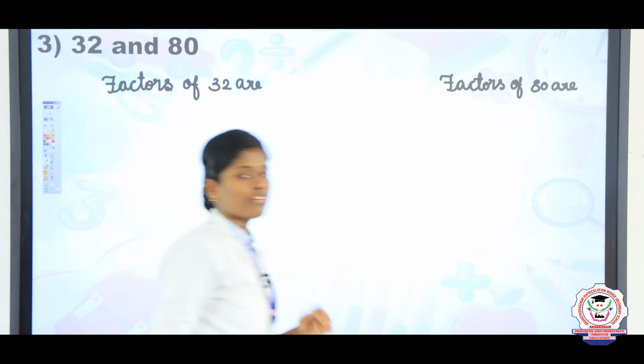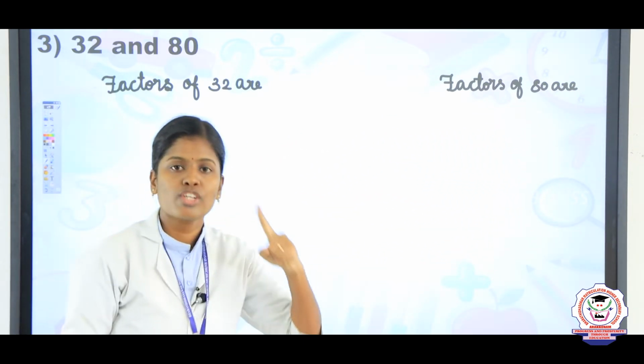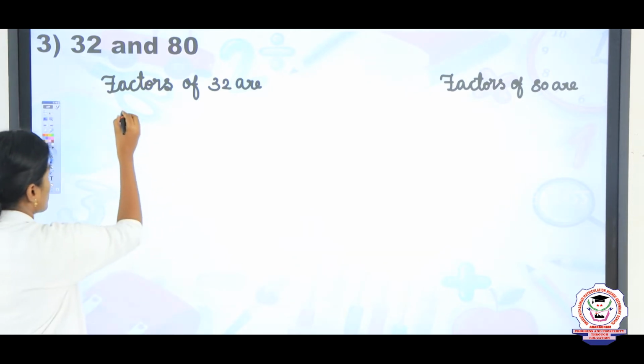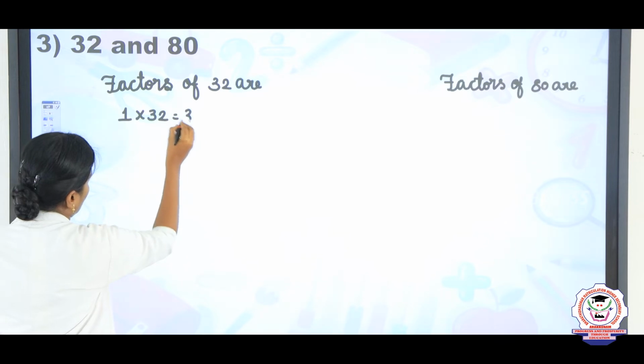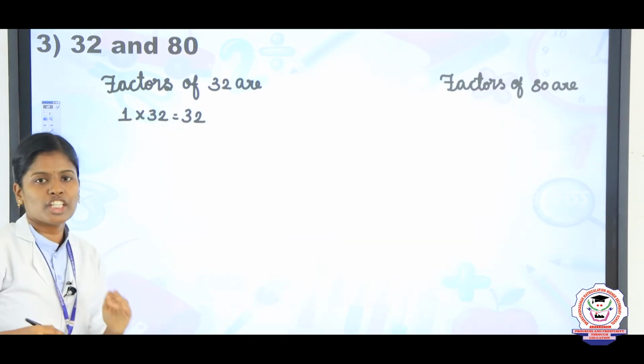So the first factor of 32 is 1. Write 1 32s are 32. Next we are going to check the 2 table of 32 or not.